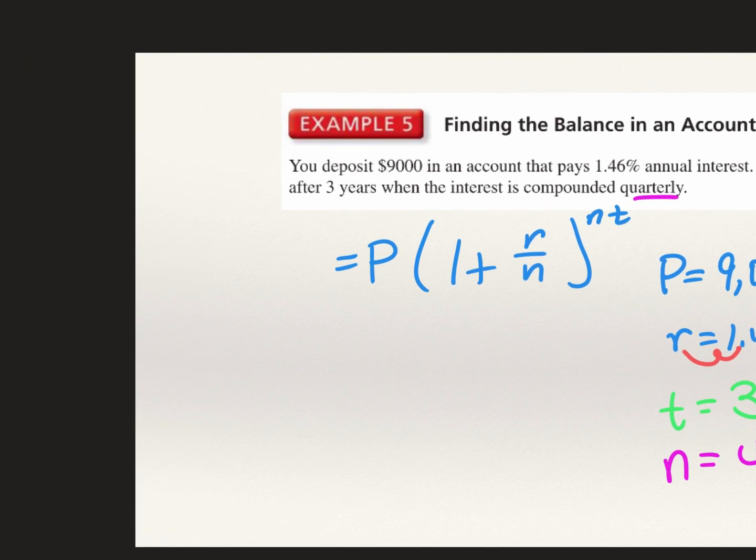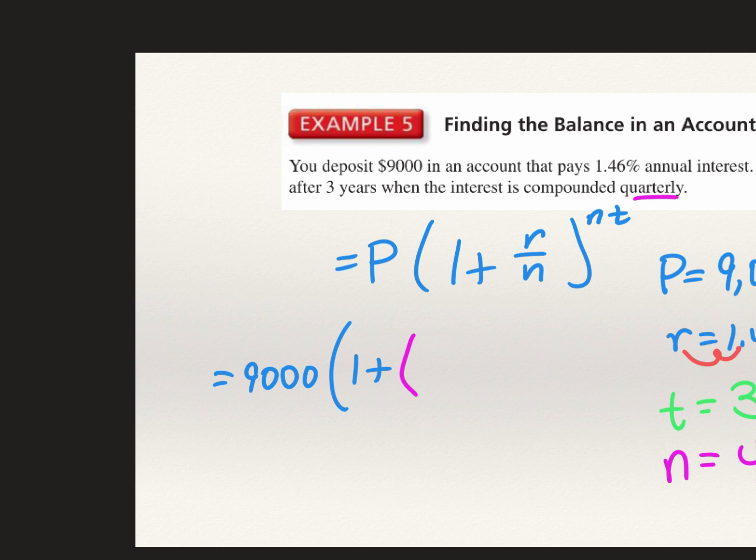So this is what I need to see. I need to see, oh, it's $9,000, and then it's 1 plus. I'm putting this in parentheses because in your calculator, you need to do that. If you don't put this in the calculator correctly, you're not going to get the right answer out.